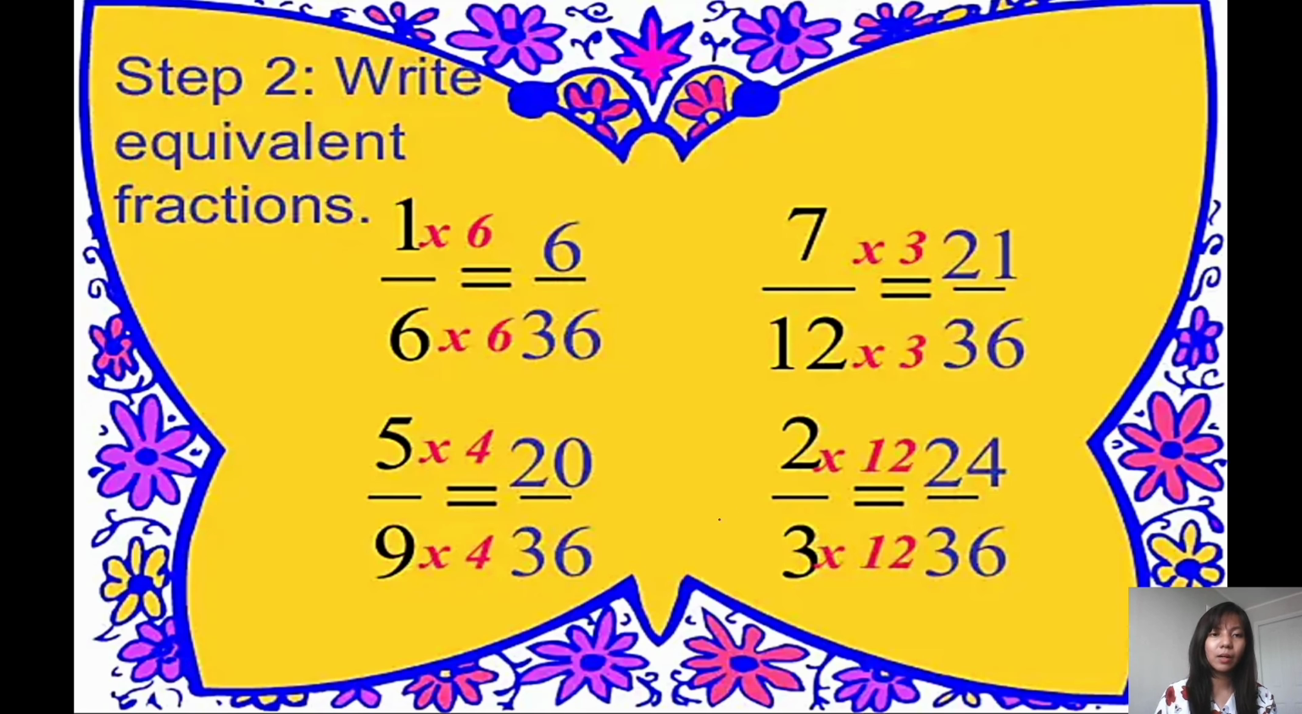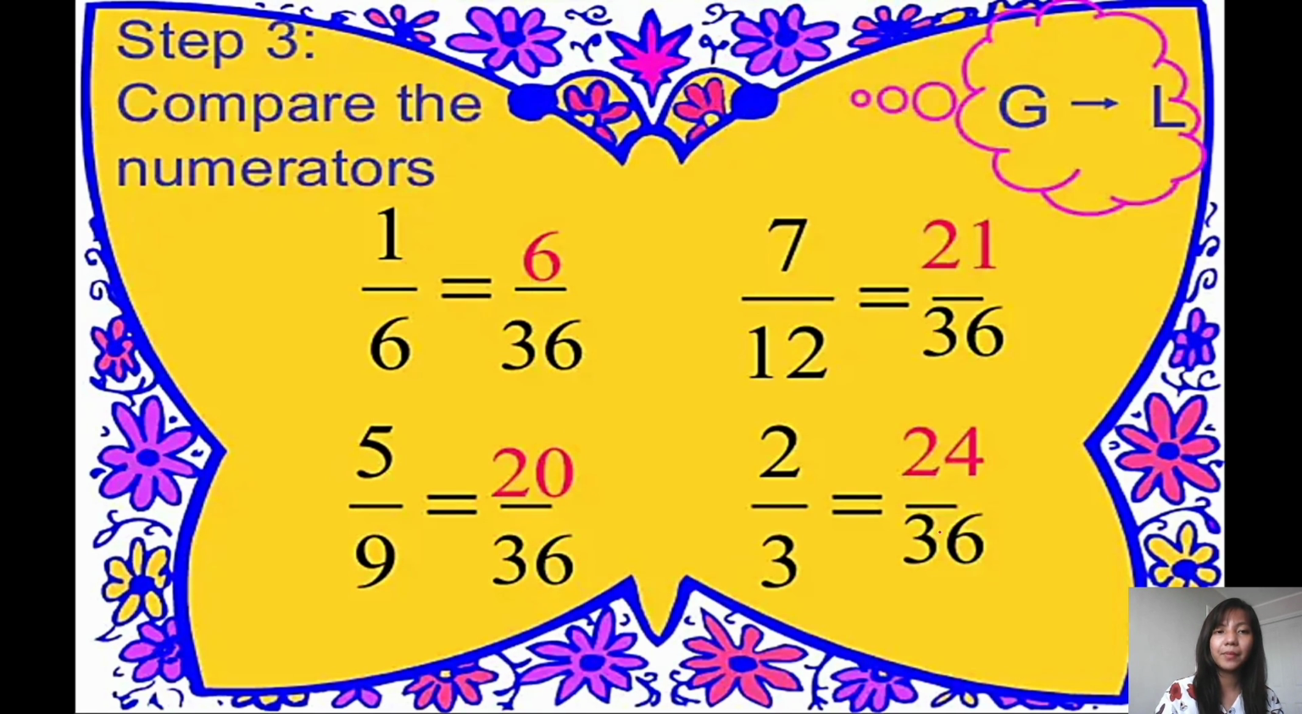Alright? So 6 times 6, 36. And then this time, you will multiply 4 by 9. You will multiply 9 by 4 to make it 36. You will multiply 12 by 3 to make it 36. So you have to find the number that you're going to multiply to the given denominators to make it 36. Alright?